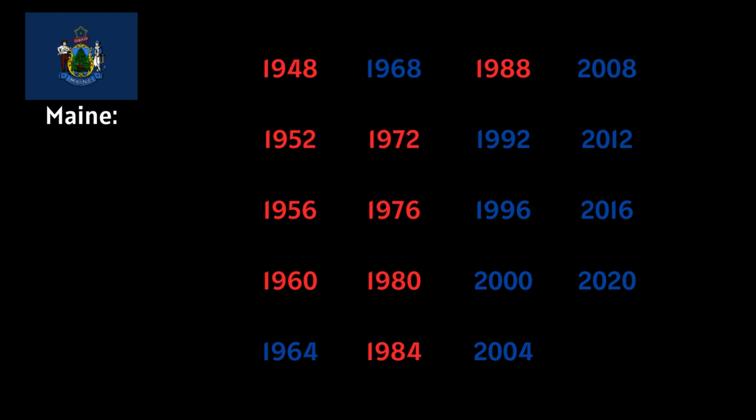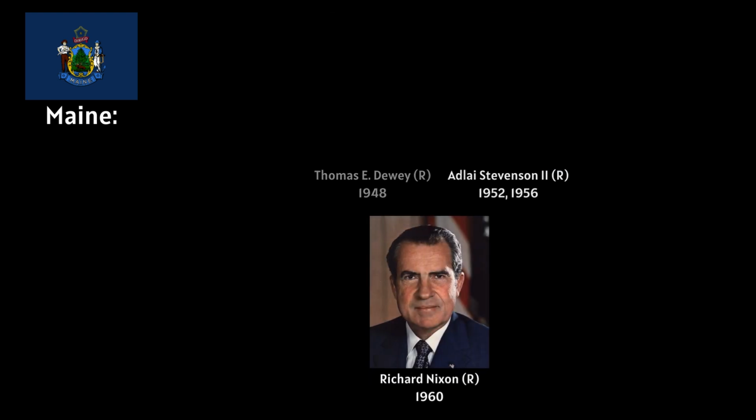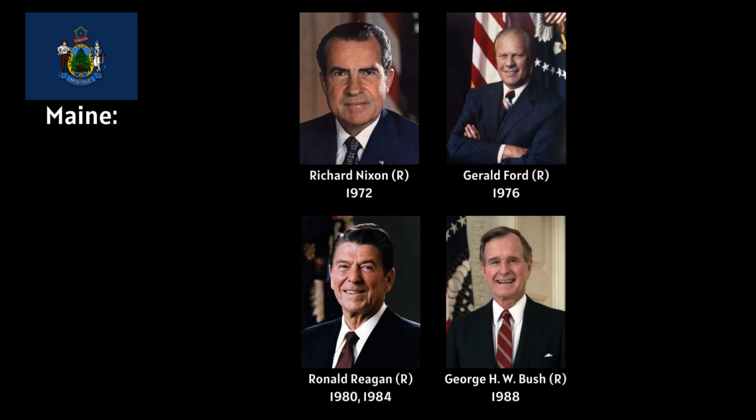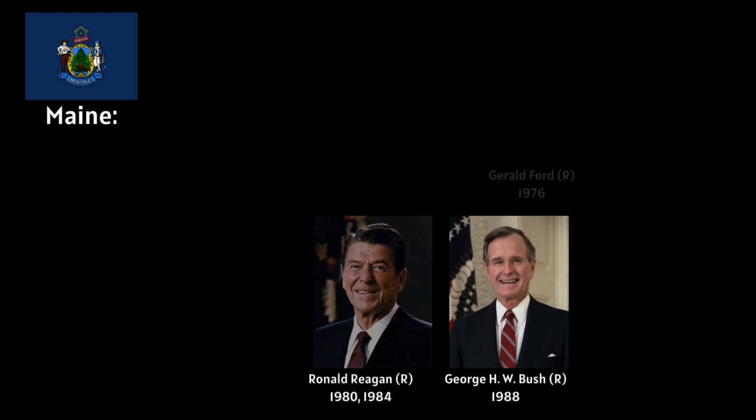Maine has flipped many times, voting for Republicans from 1948 to 1960, Democrats in 1964 and 1968, Republicans from 1972 to 1988, and only Democrats since then.